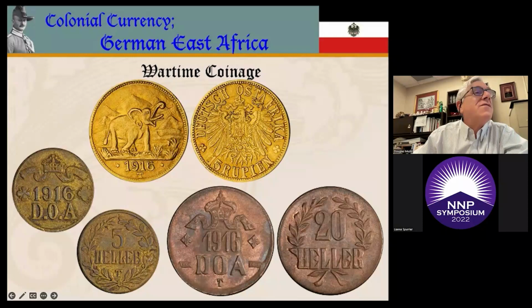And here you see the different types. You see the 5 Heller coins, less often the 20 Hellers. The 5 Hellers come in a thick and a thin planchet variety, as do the 20 Heller pieces, and then the 20 Heller pieces show the different metals of either brass or bronze. Both of them were in part created from the shells that had been brought by the Königsberg, whose guns had been taken off and used as field artillery.